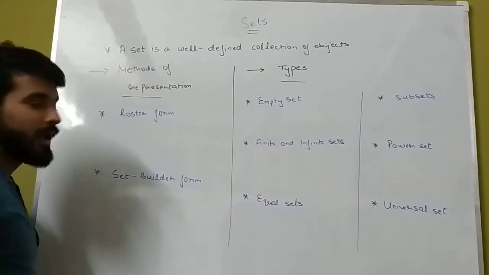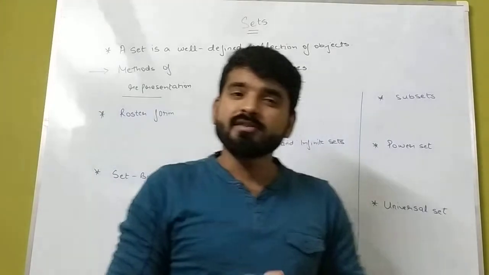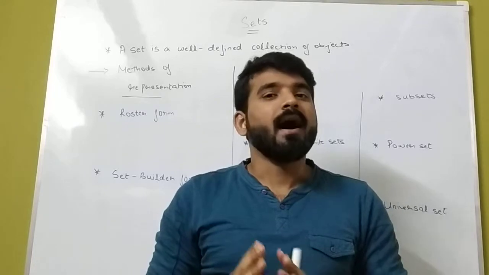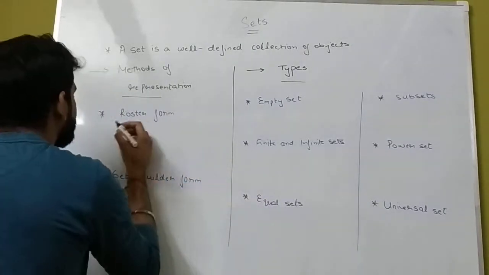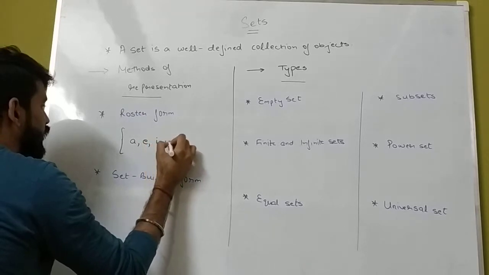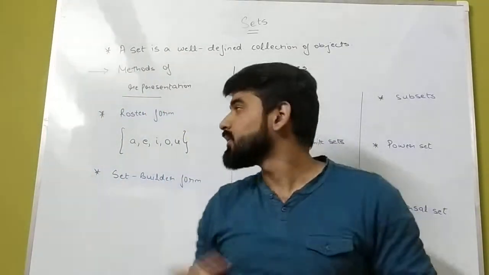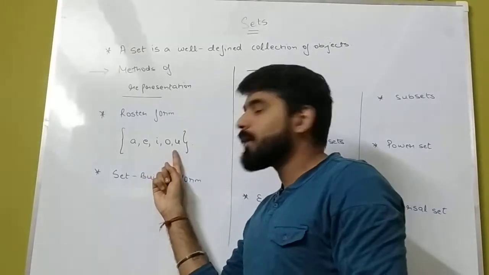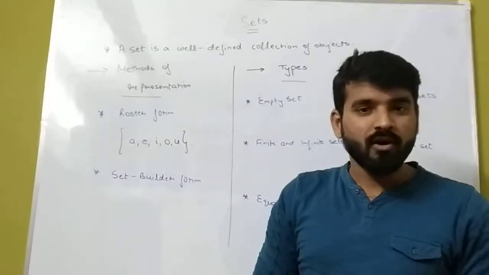One is the roster form and the other one is the set builder form. Now what is a roster form? A roster form is a form in which all the elements of a set are listed, separated by commas and included within braces. For example, let us say we have A, E, I, O and U. This representation is known as the roster form, in which we have a certain number of elements separated by commas and enclosed within braces.